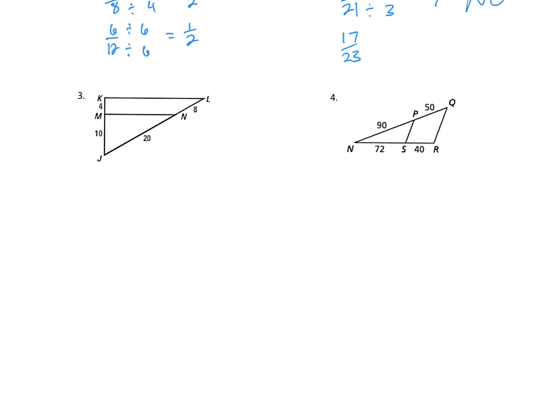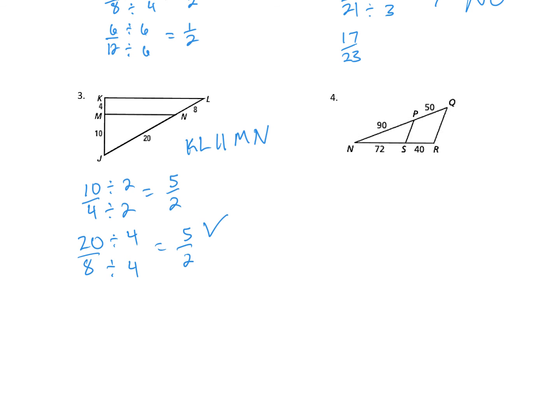Next one, tops over bottom. So we'll say 10 over 4. We'll simplify that, divide by 2. This gives me 5 over 2. And then 20 over 8, divide by 4. This gives me 5 over 2. So yes, we can definitely say KL is parallel to MN.